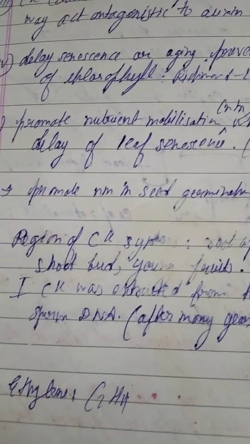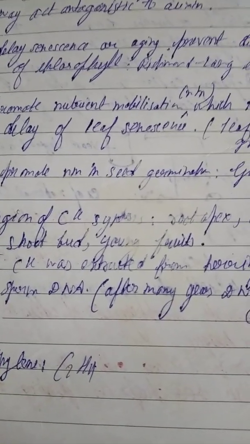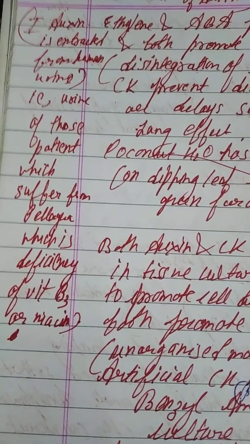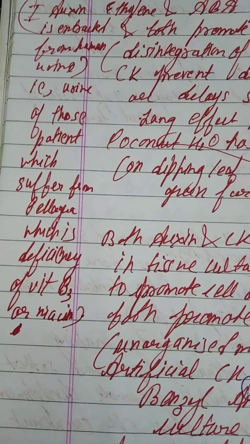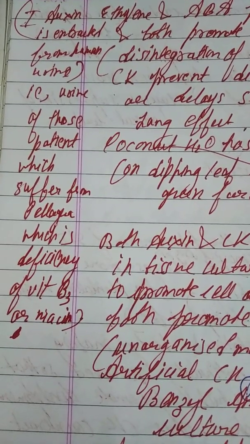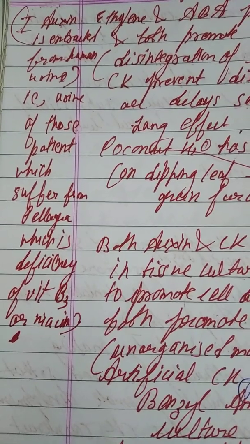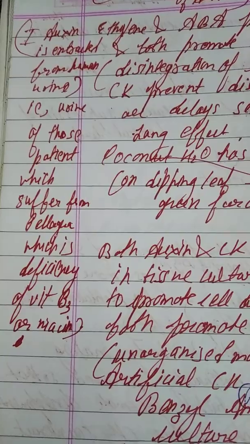Please remember this. And also remember that the first cytokinin was extracted from herring fish sperm DNA. Please remember this, herring fish sperm DNA. First cytokinin was discovered from this. And student, please remember that the first auxin was discovered from urine of a human. The humans which suffer from deficiency of vitamin B3 or niacin, they suffer from pellagra. From their urine, auxin was extracted. Please remember, auxin was not extracted from a plant. It was extracted from urine.